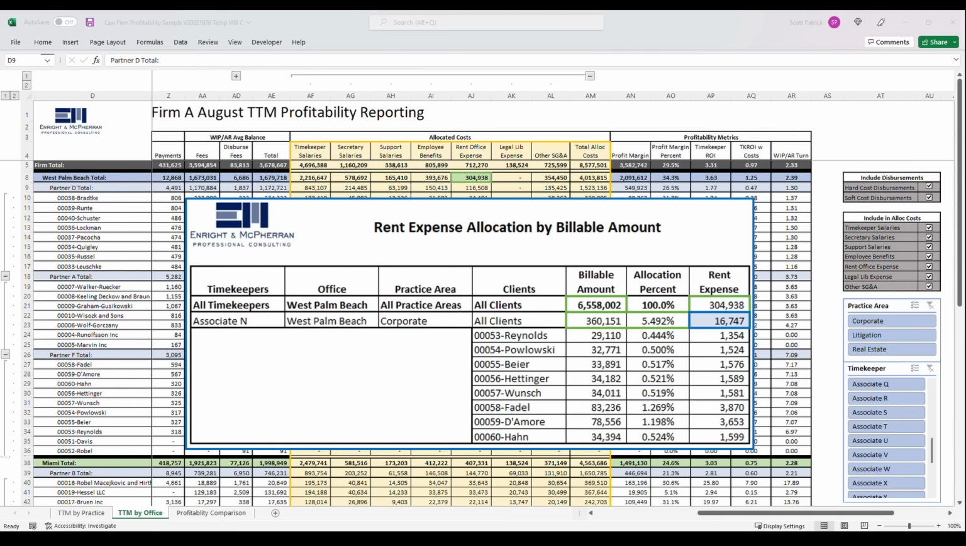The West Palm Beach rent expense total is $304,938, which means Associate N is allocated 5.492% of the rent expense, which is $16,747. You will also note that we split that amount by client so that we can produce a P&L statement at all levels of the firm hierarchy with this expense included.